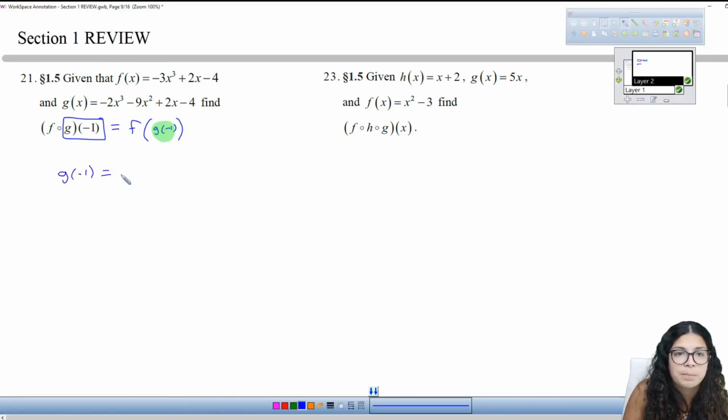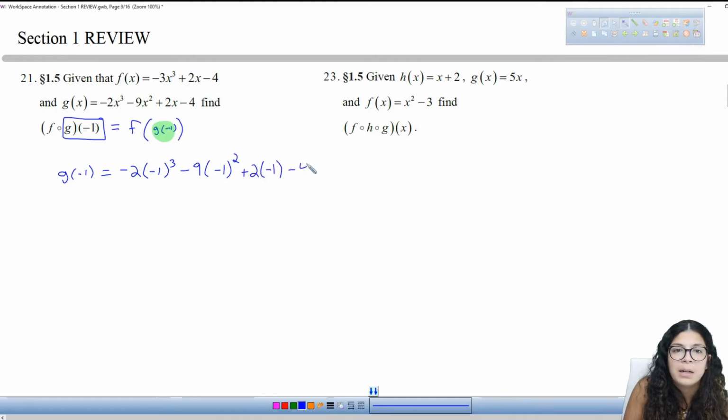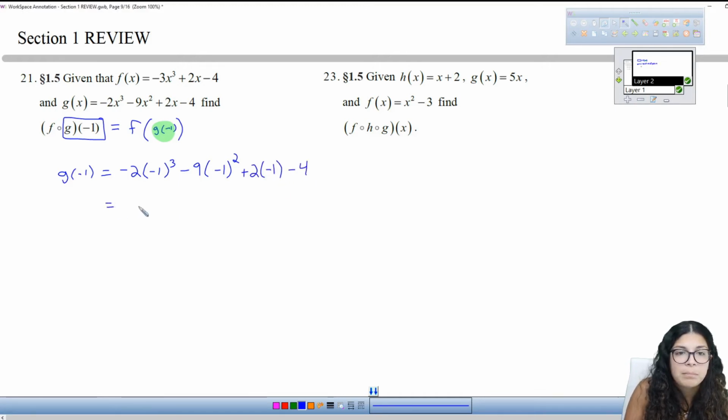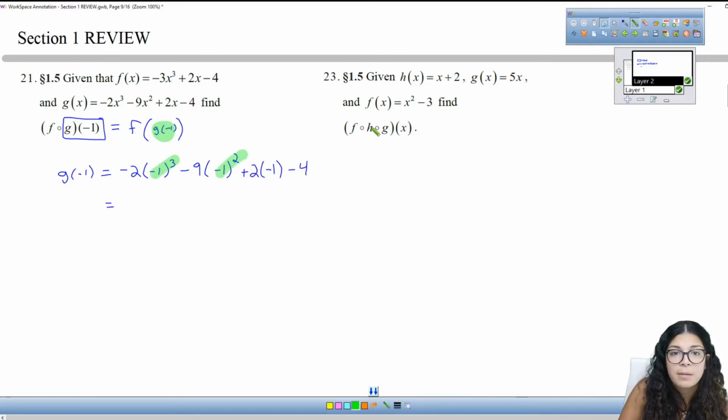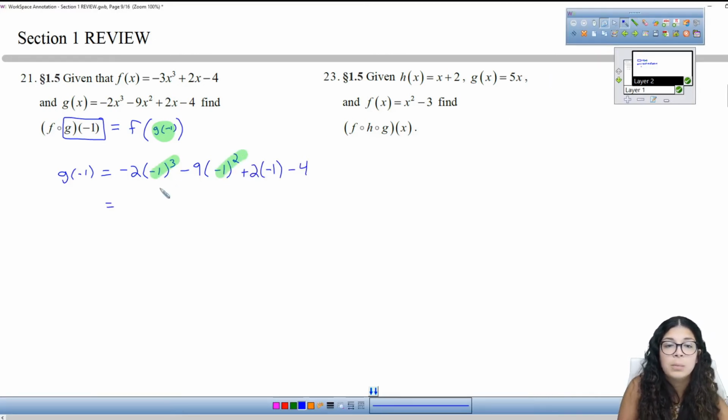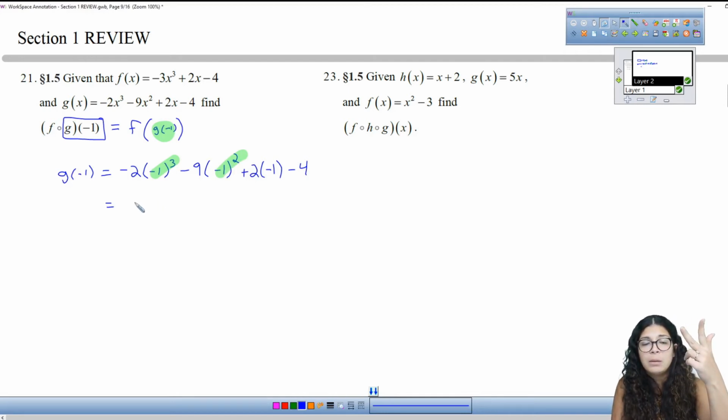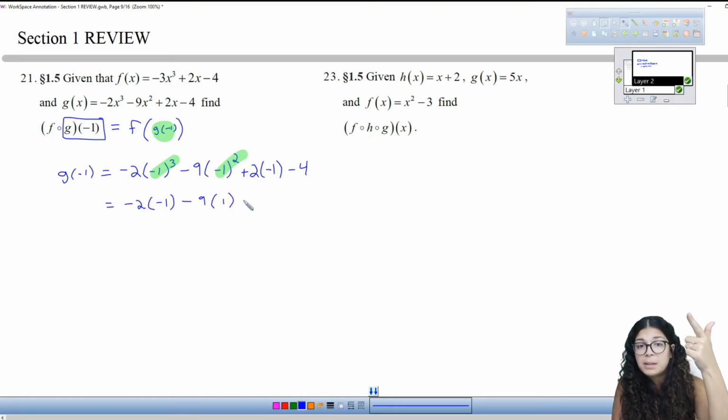Let's find that first. g of negative 1, here's my function g. So I'm plugging in input negative 1. So negative 2 times the input negative 1 cubed minus 9 times the input negative 1 squared plus 2 times the input negative 1 minus 4. Okay. So exponents first, right? So I need to do that first. Negative 1 cubed is negative 1 times negative 1 times negative 1, which is negative 1. Negative 1 squared is negative 1 times negative 1, which is positive 1.